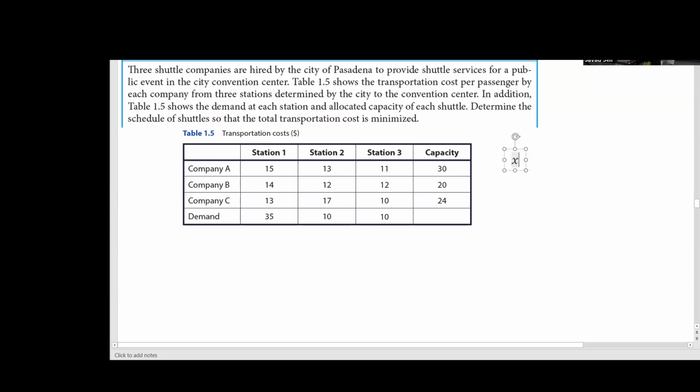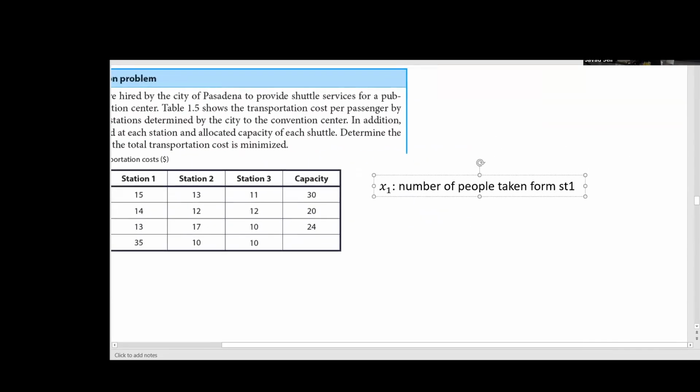So I'm going to write X1 is defined as number of people taken from station 1 by company A. X2, number of people taken from station 1 by company B, and so forth. But there is a better way of writing these notations.